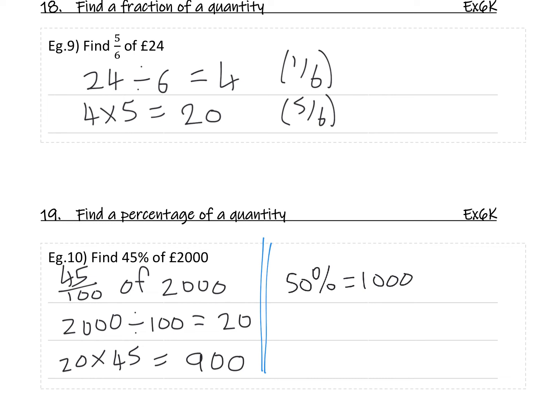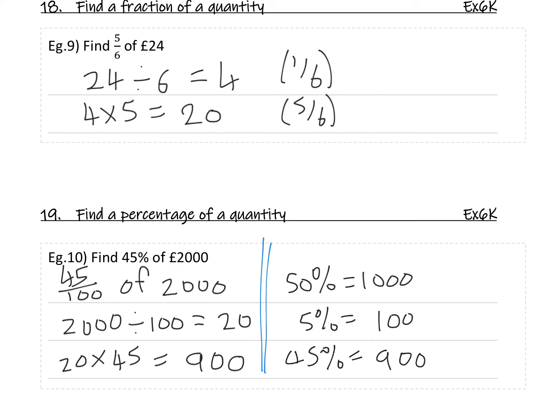Now 50% is closely linked to 5%. 5% is 10 times smaller than that, so that would be 100. And 45% is going to be 50% take away a 5%. So if we get the 1,000 and take away the 100, we will get 900, and that is 45%.